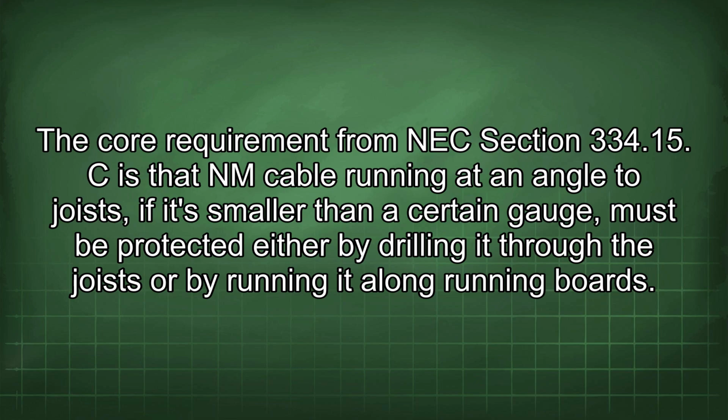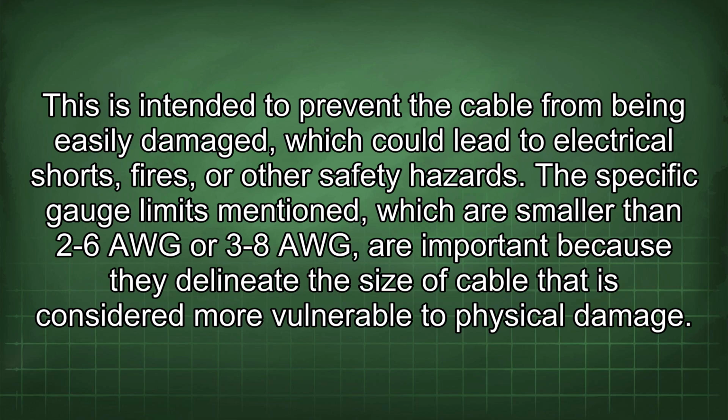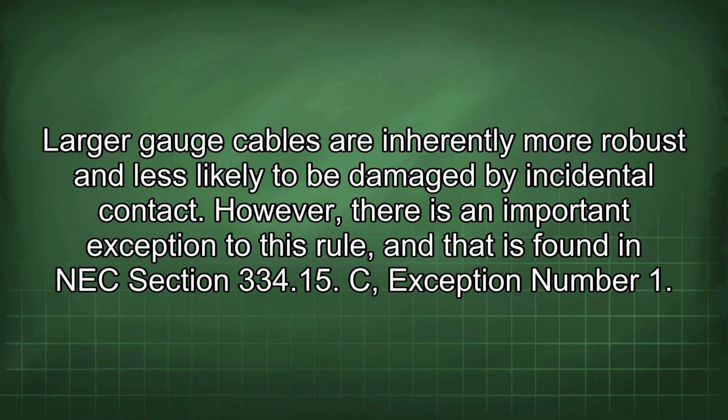The core requirement from NEC section 334.15(C) is that NM cable running at an angle to joists, if it's smaller than a certain gauge, must be protected either by drilling it through the joist or by running it along running boards. This is intended to prevent the cable from being easily damaged, which could lead to electrical shorts, fires, or other safety hazards. The specific gauge limits mentioned, which are smaller than 2-6 AWG or 3-8 AWG, are important because they delineate the size of cable that is considered more vulnerable to physical damage. Larger gauge cables are inherently more robust and less likely to be damaged by incidental contact.